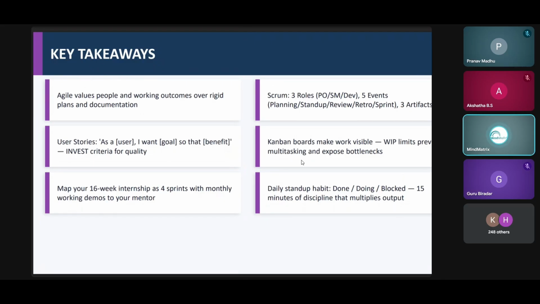Even on the platform, if it is showing 0%, you don't have to worry about that. Your all data, your progress is safe with us. It will be reflected on your end also. No, you don't have to worry about it.